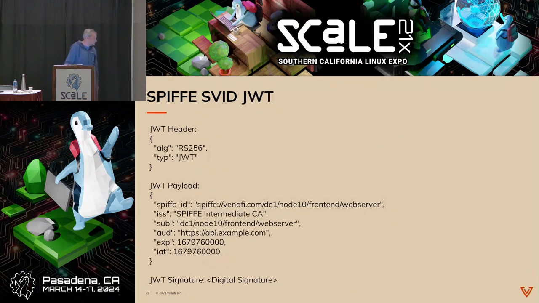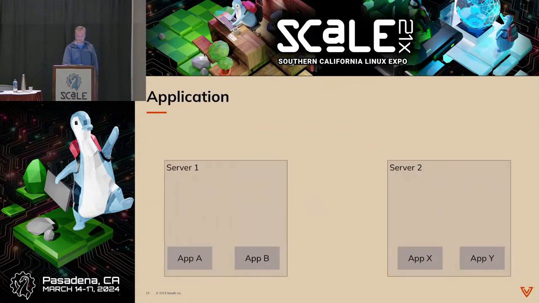Similar example, but with a JWT token. And again, we have our SPIFFE ID in the JWT payload. So we again have our application on two distinct servers. But now instead of just sending over the SPIFFE identity, we're going to send over the SPIFFE SVID as part of an X509 certificate. So application B is again initiating the connection to application X.